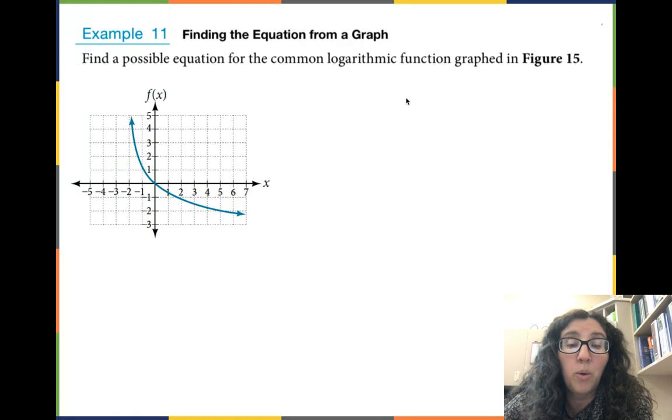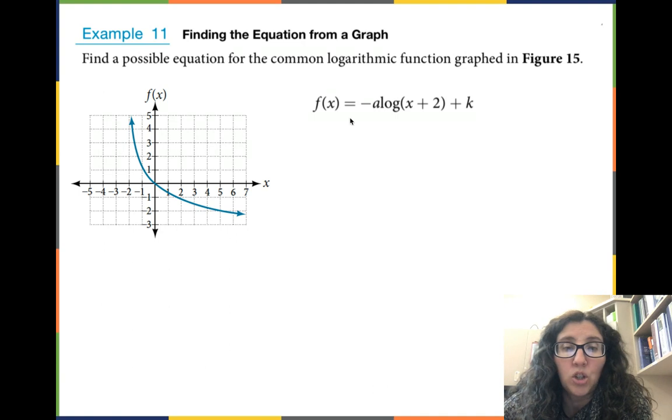All right, what if we go the other way? We want to find a possible equation for the common logarithm function graphed here. All right. So what are the first things we can observe here? The vertical asymptote is at -2. So the original function had to be shifted to the left by 2, right? We also know there's going to be a reflection. If our original function went like this, it got reflected about the x-axis. So we could put a negative sign there.